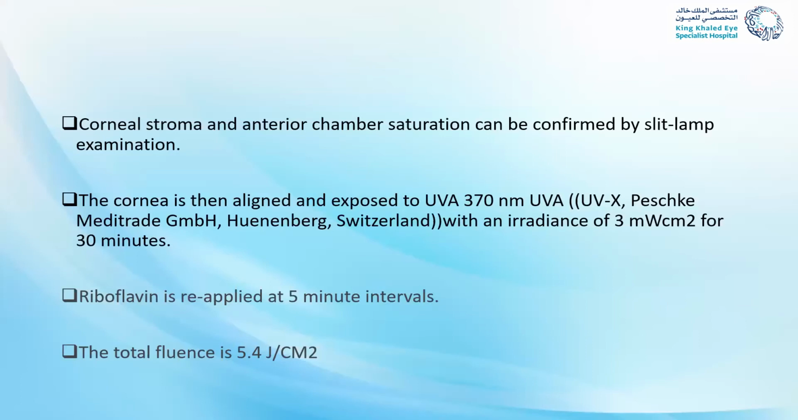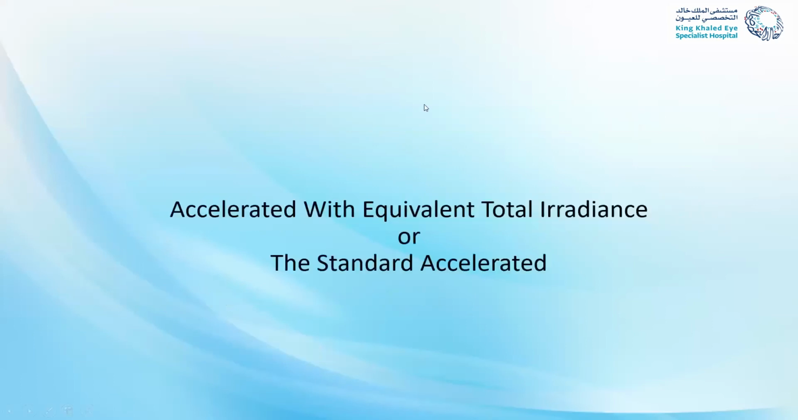So after all of this, you just align the cornea, and depending on what machine is used, usually the original machine that was used for a long time is the PESCA machine, and it gives you UVA of 370 nanometers. In the conventional protocol, the irradiance is 3 milliwatt per centimeter square, and this is exposed on the cornea for 30 minutes. While you are exposing the cornea to the UVA, you can reapply the riboflavin every 5 minutes. The total fluence that we want to get is 5.4 joule per centimeter square.